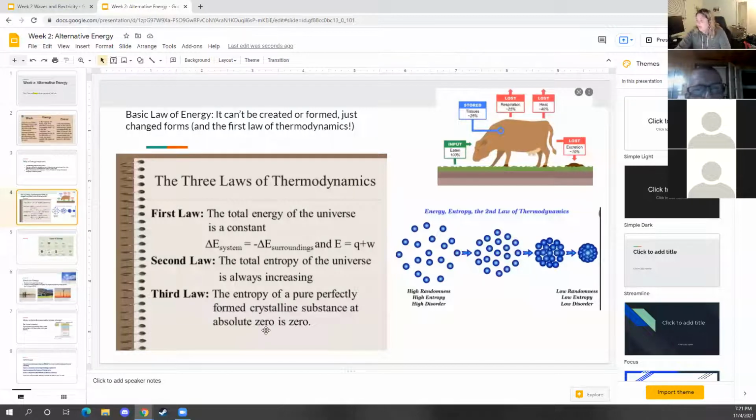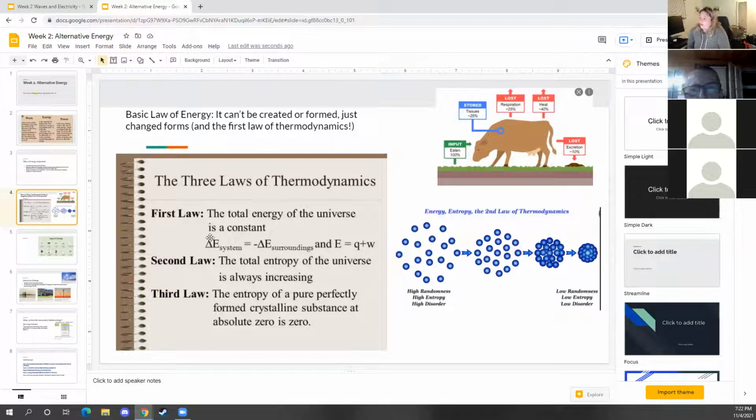You don't really have to understand this equation, but basically all it's saying is that the energy in the system equals the energy in the surroundings. So the change is the same ultimately. If you ever see this triangle, it just means the change.